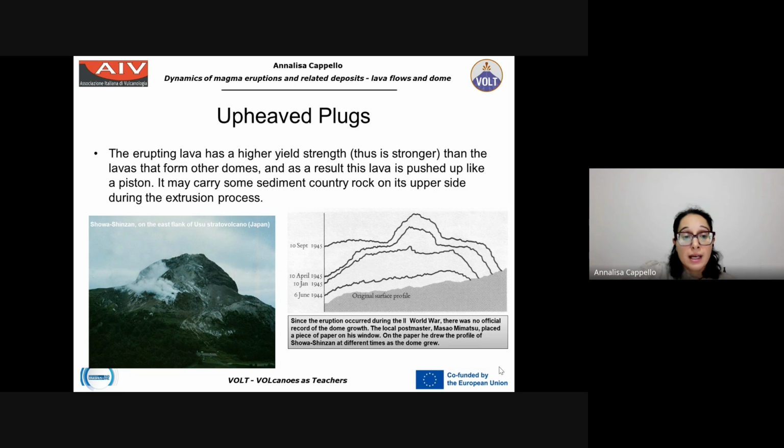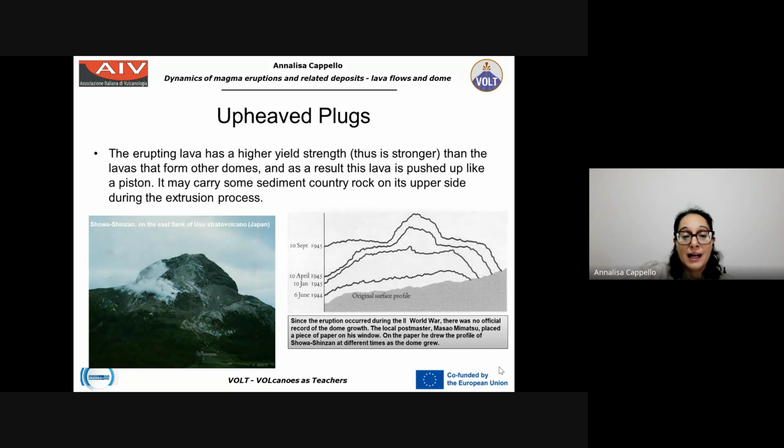This is an example of upheaved plugs in Japan, the Usu stratovolcano, that formed these upheaved plugs on its eastern flank. And on the right, you can see, since the eruption of this volcano occurred, this dome occurred during the Second World War, there are no official records of the dome growth.